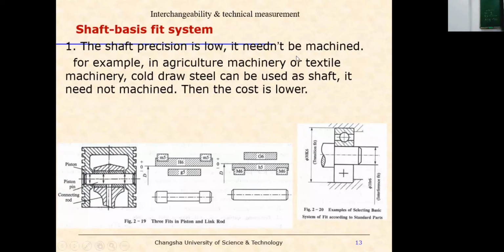In this case, the cold drawn steel can be used as a shaft, and then we don't need any machining.